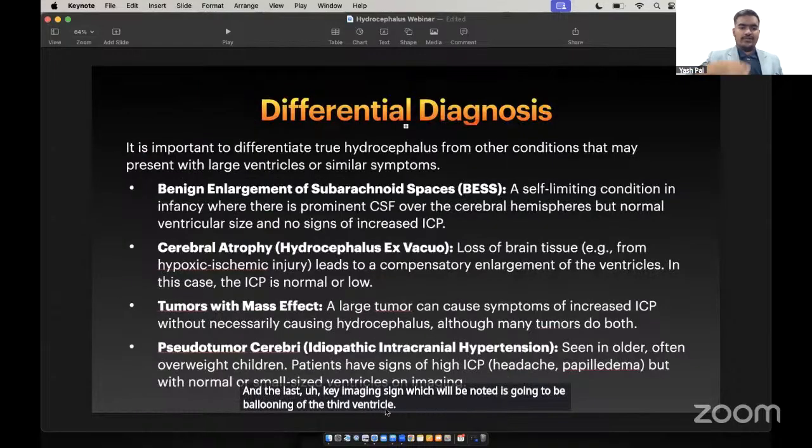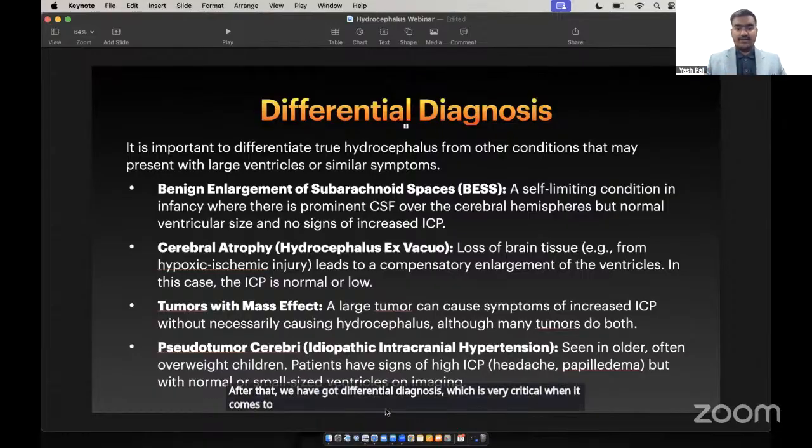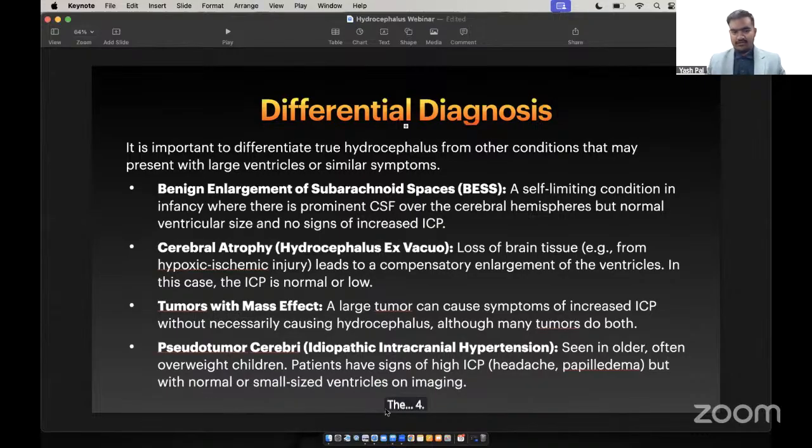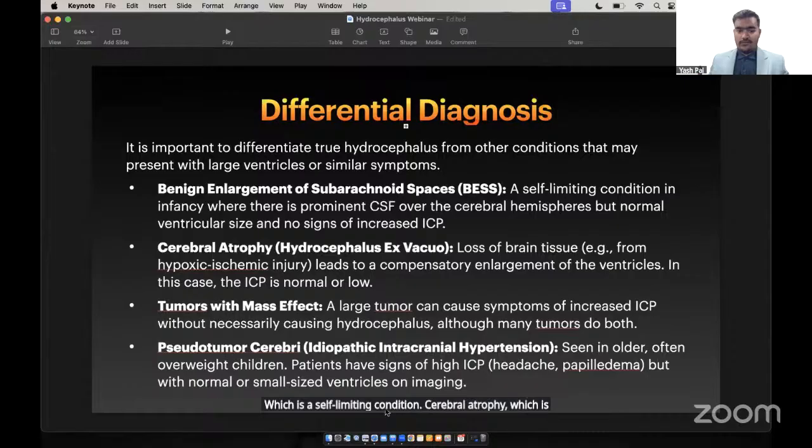After that, we have differential diagnosis, which is very critical when it comes to a pediatric case. The differential diagnoses are benign enlargement of the subarachnoid space, which is a self-limiting condition, and cerebral atrophy, which is also hydrocephalus ex vacuo, which is actually loss of brain tissue.